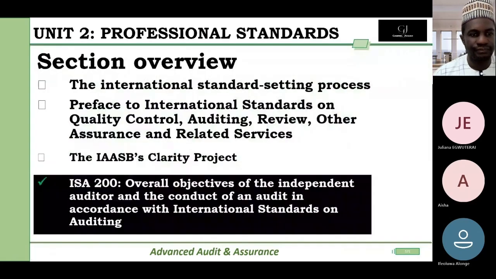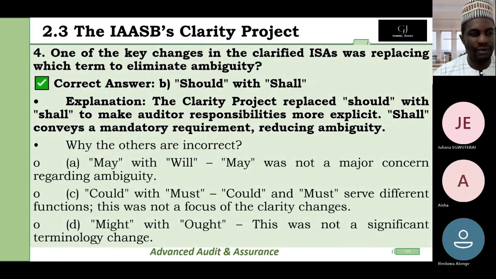Okay, so number 4, I skipped it. I went to number 5. So number 4, should and shall. Everybody, in fact, you guys just picked it so straight. The Clarity project replaced should and shall to make auditors' responsibility more explicit. Shall conveys a mandatory requirement, reducing ambiguity. Exactly.